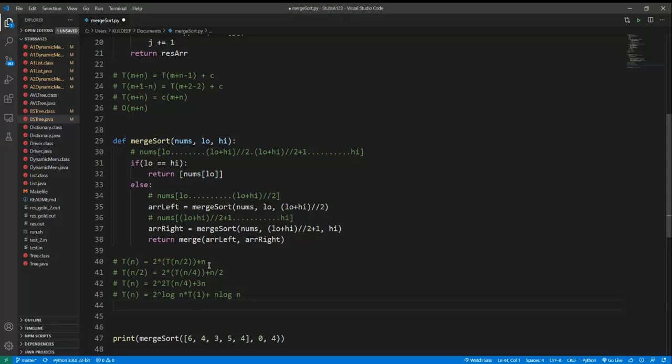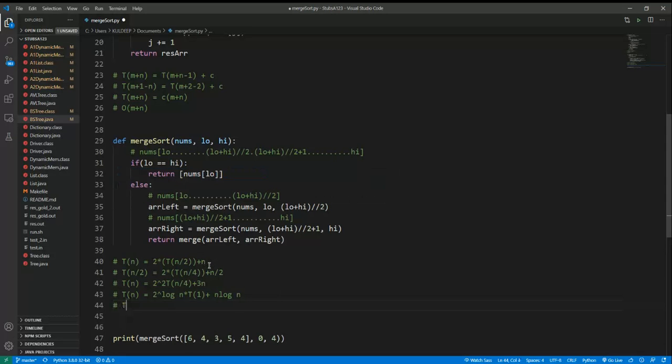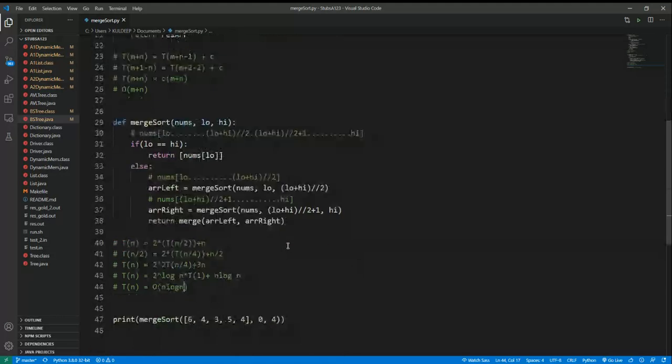So the time complexity will be the heavier of the two, so it is order of n log n. So that's how we find the time complexity of merge sort.